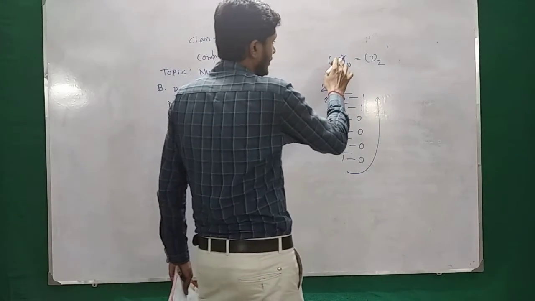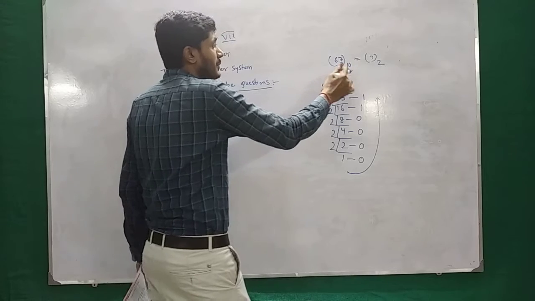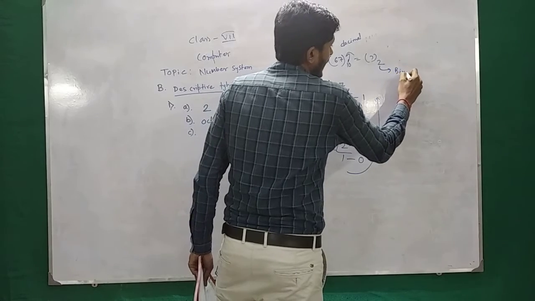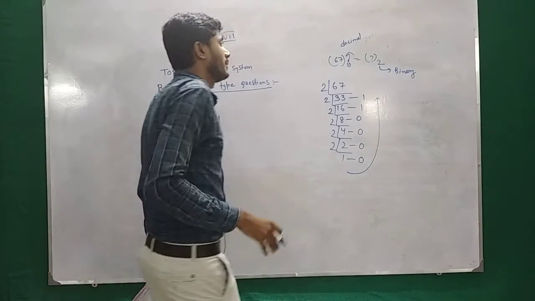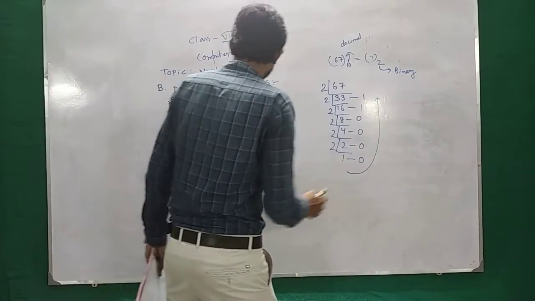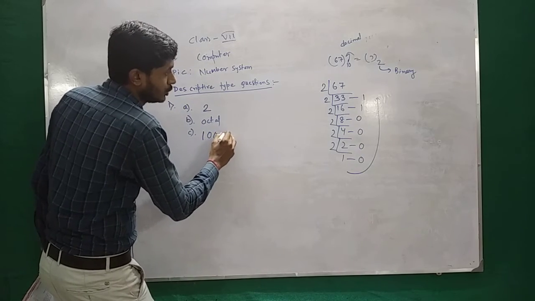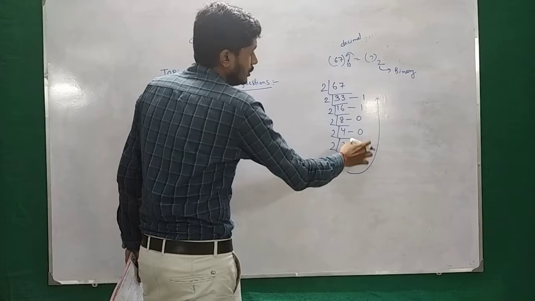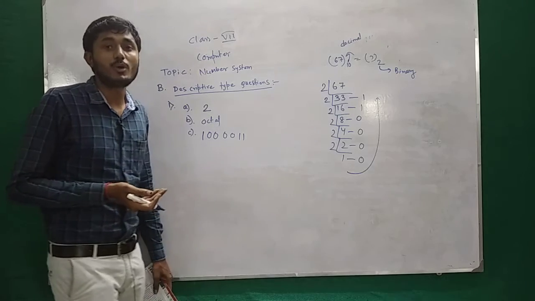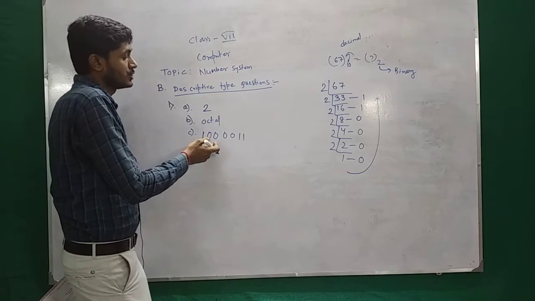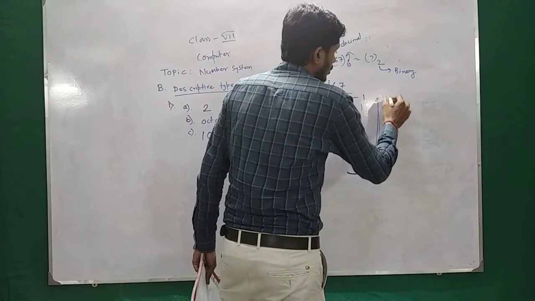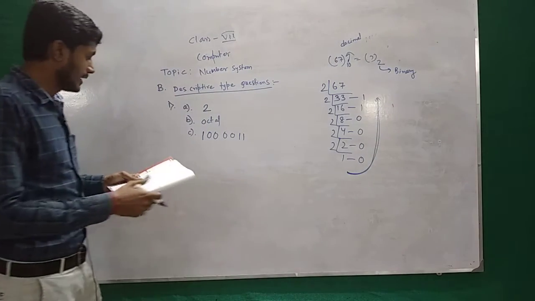So if we convert the decimal number 67 base 10 into binary form, we write from bottom to top. The answer is 1 0 0 0 0 1 1. This is the actual solution when we convert a decimal number to its equivalent binary form. We always count the digits from bottom to top, not top to bottom. Clear? So now the next question.